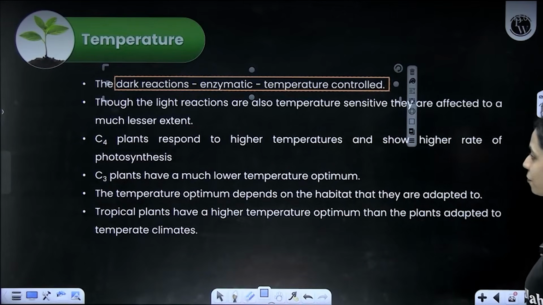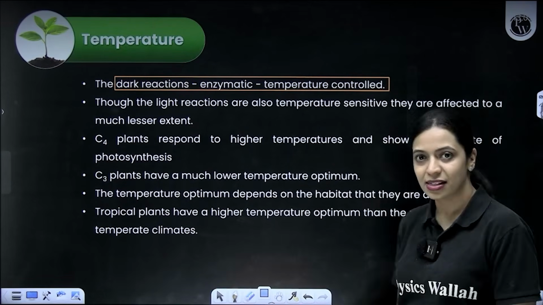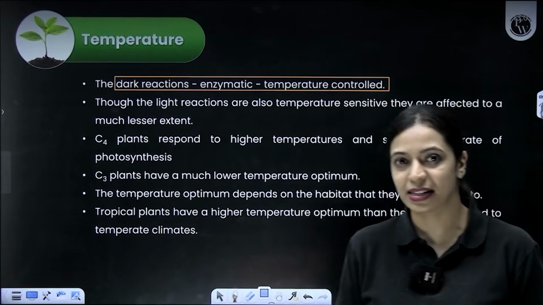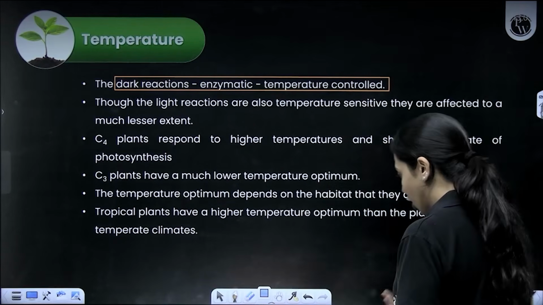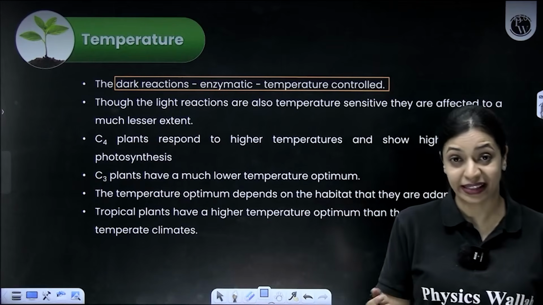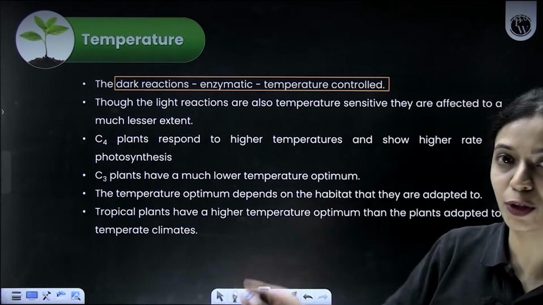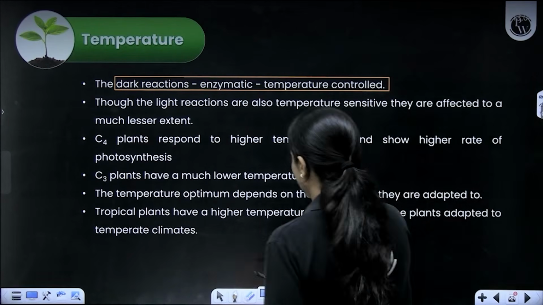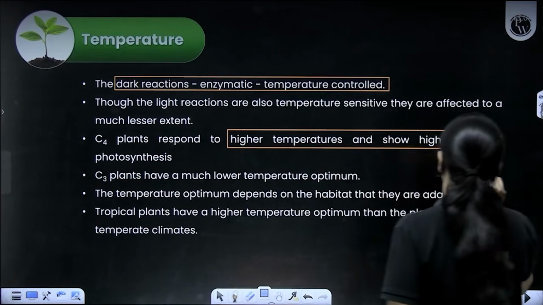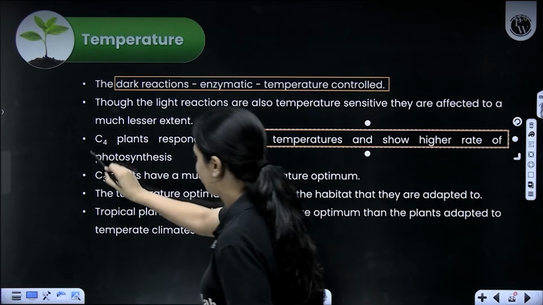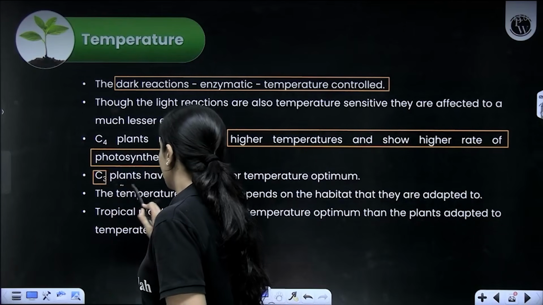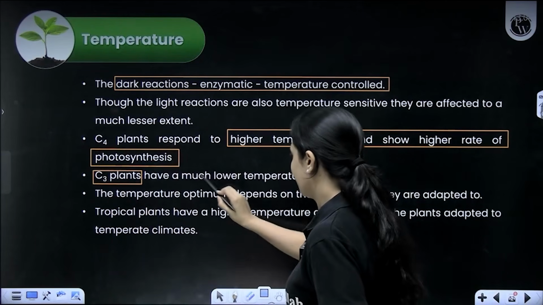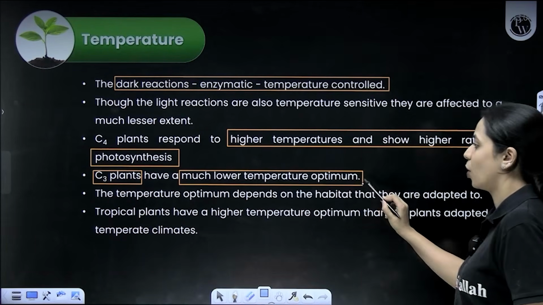If too high temperatures are there, C4 plants can still survive somehow, but in C3 plants, photorespiration will start, and they will not be able to photosynthesize very well. That's why they have a lower temperature optimum compared to C4 plants. Even at higher temperatures, C4 plants show a high rate of photosynthesis because of their bundle sheath carbon dioxide concentrating mechanism. But C3 plants, since they don't have that, have a much lower temperature optimum.